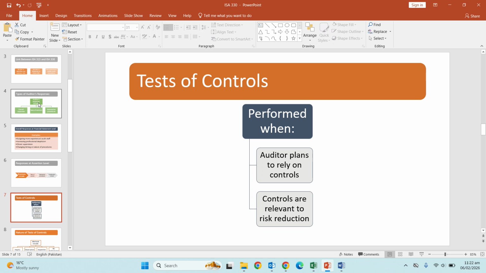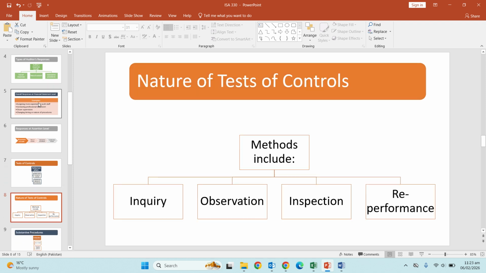So here is the test of control. Tests of control are performed when the auditors plan to rely on internal controls to reduce substantive testing. The purpose of these tests is to evaluate whether controls are properly designed and have operated effectively throughout the period. If controls are found to be ineffective, the auditors must increase the substantive procedures.